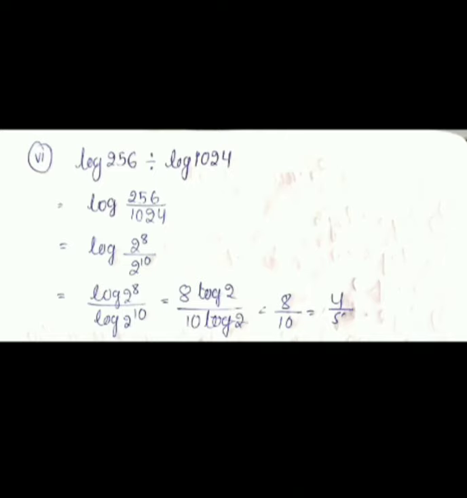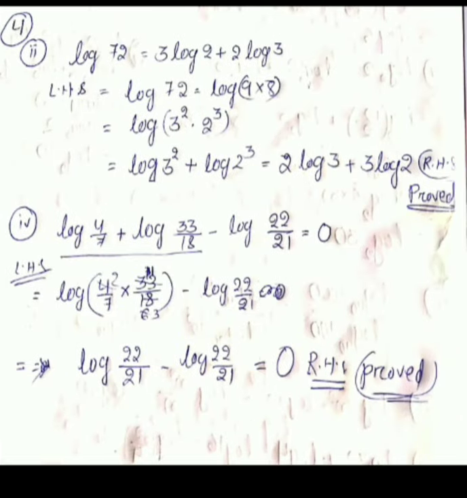Okay, then after sum of numbers I have done it here. Okay, rest of the numbers you have to try it yourself. Log of 72 equal to 3 log 2 plus 2 log 3. So first LHS I have taken here. You have to take the LHS.